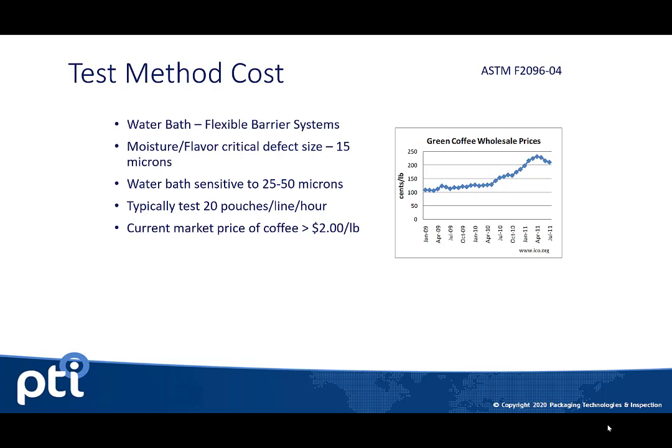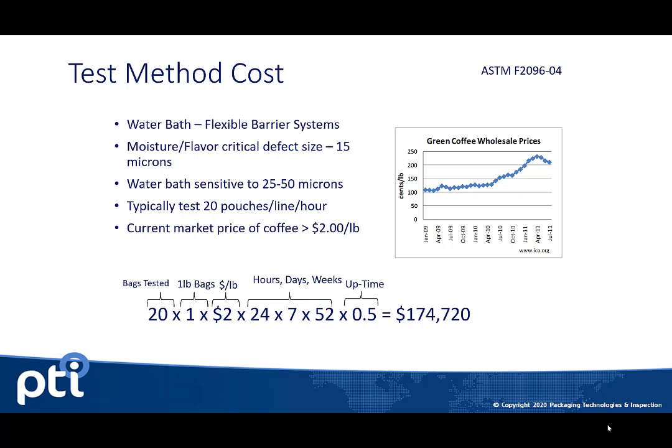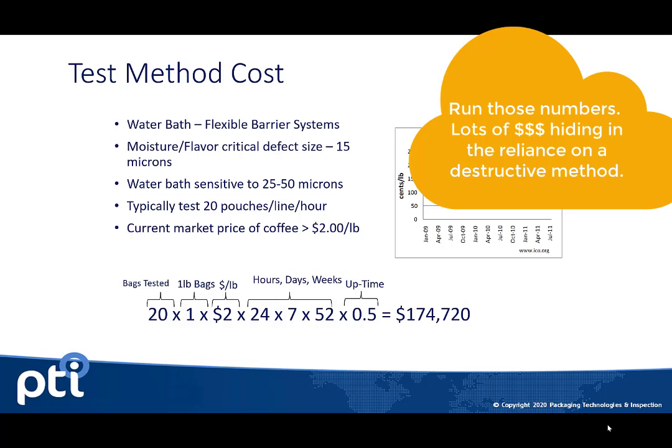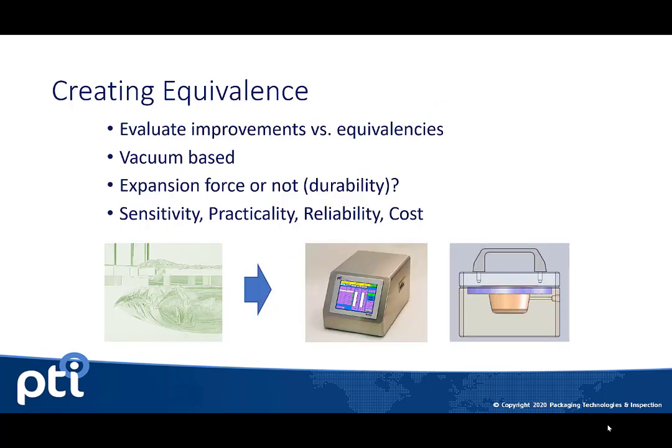the water bath is very costly. So in a single production line, with very conservative figures put into this calculation, a water bath may destroy about $175,000 worth of product annually in its use. So it may be a cheap test method up front, but long term it's very costly. So it's a reason why we might consider shifting from a water bath to something that's a little bit more cost effective.